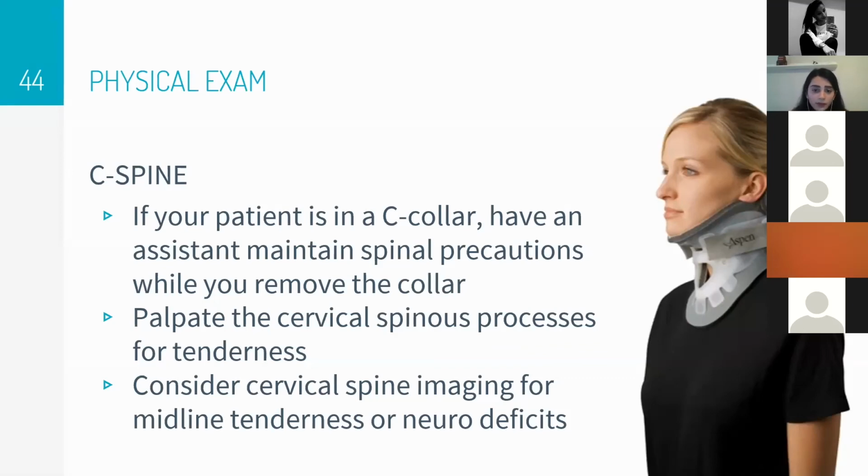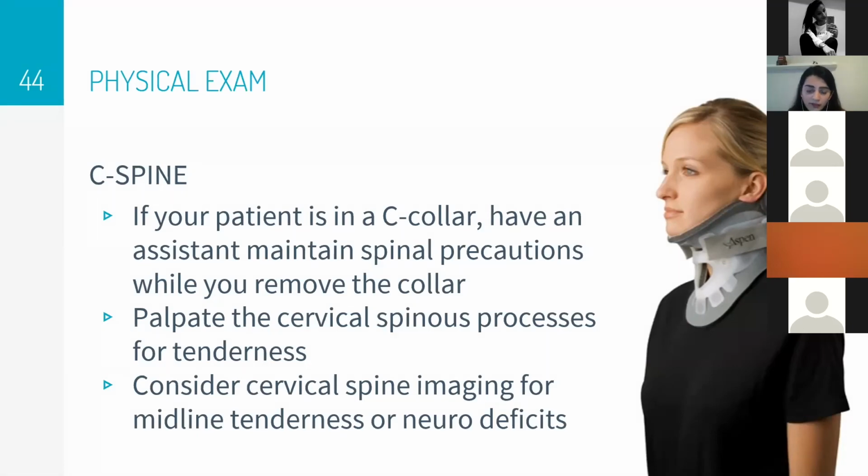Next you move on to the neck. You assess the patient's C-spine. If they're in a C-collar, have an assistant maintain spinal precautions while you remove the collar, palpate down their neck and see if they're tender anywhere. You want to palpate each cervical spinous process and ask about each one individually. Don't have the patient move when this happens. Make sure you tell them to say yes or no, don't nod your head, because patients like to nod instead. And then you would consider cervical spine imaging if they have any midline tenderness or neurodeficits.